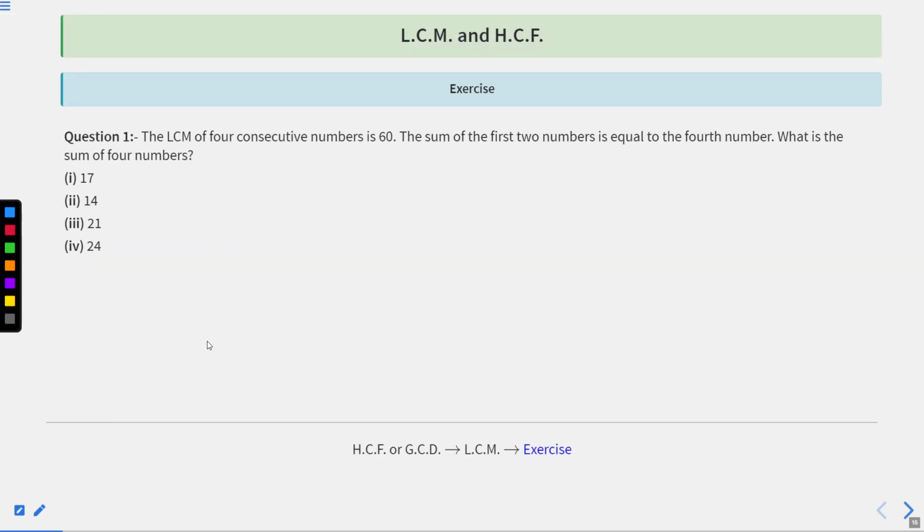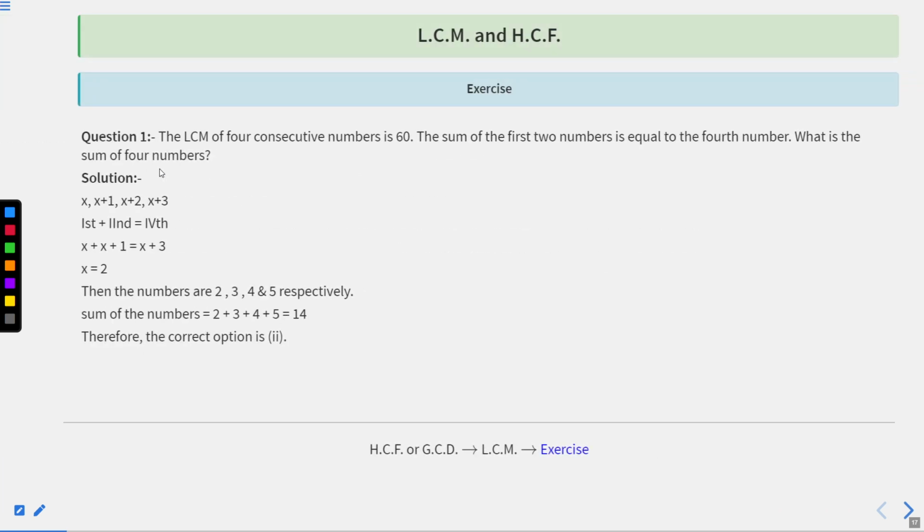So we now know what LCM and HCF are. We also know how to find them. We have seen methods to find them. So next we will do some questions based on LCM and HCF. The LCM of 4 consecutive numbers is 60. The sum of the first two numbers is equal to the fourth number. What is the sum of the 4 numbers?